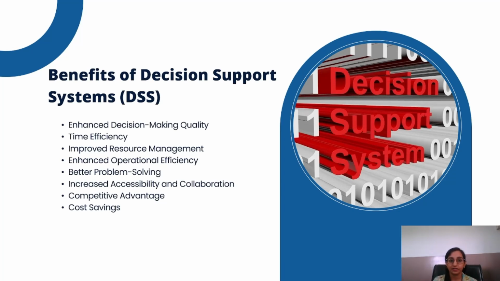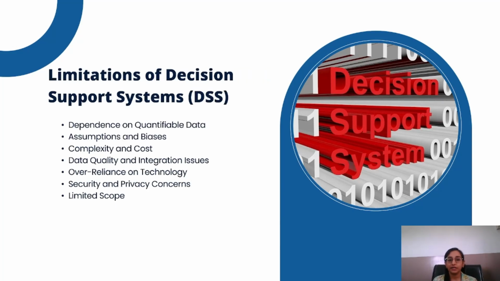Last point is cost savings. By optimizing resource use and improving operational efficiency, DSS can lead to significant cost savings. This includes reducing waste, minimizing downtime, and improving overall productivity. DSS helps in identifying potential risks and issues before they become major problems, thereby avoiding costly mistakes and ensuring smoother operations. Here are some limitations of DSS we are going to discuss.